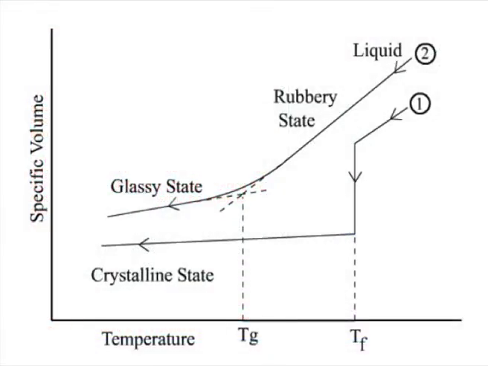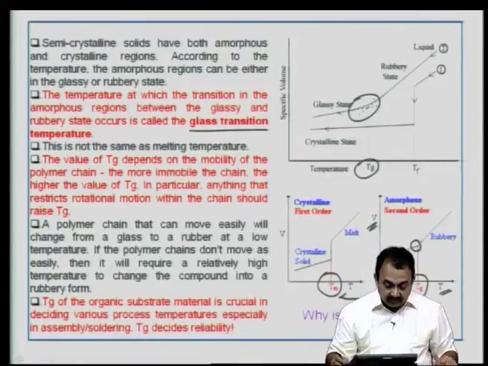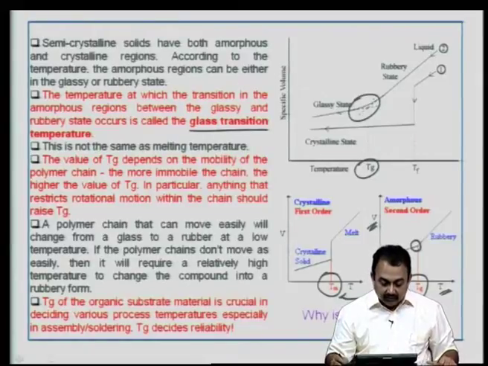So, this figure also gives you a combination of glassy state region, a rubbery state region, and it also shows the crystalline state. Then you have this region, which is known as the glass transition temperature, and this is the freezing point or the melting point. So, the transition that takes place in the amorphous material between the glassy and the rubbery state is known as the glass transition temperature. The value depends on the mobility of the polymer chain.